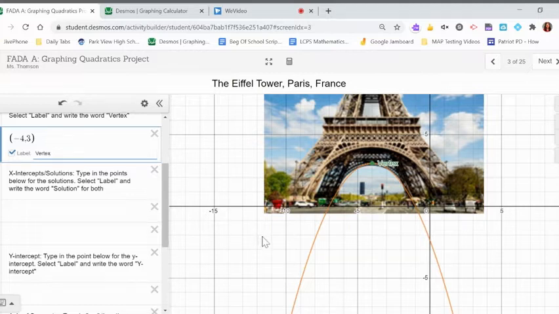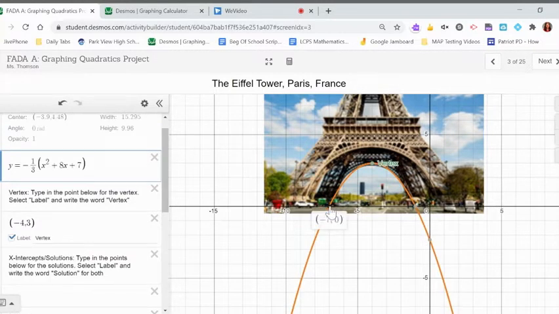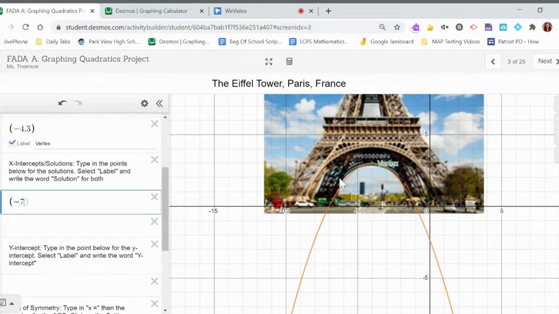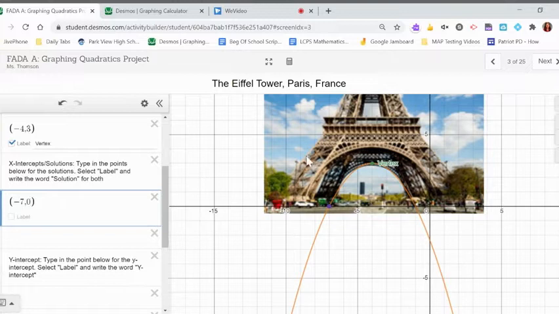So my x-intercepts are where this orange graph touches my x-axis. So here, if you click on the orange line, it helps you out. Here's one of them, and here's the other one. Sometimes there's two, sometimes there's one, sometimes there's none. So my first one here said -7, 0, and you can make sure you type it in correctly because you see a purple dot will appear right there. I'm going to label this as a solution. That is one of my solutions.